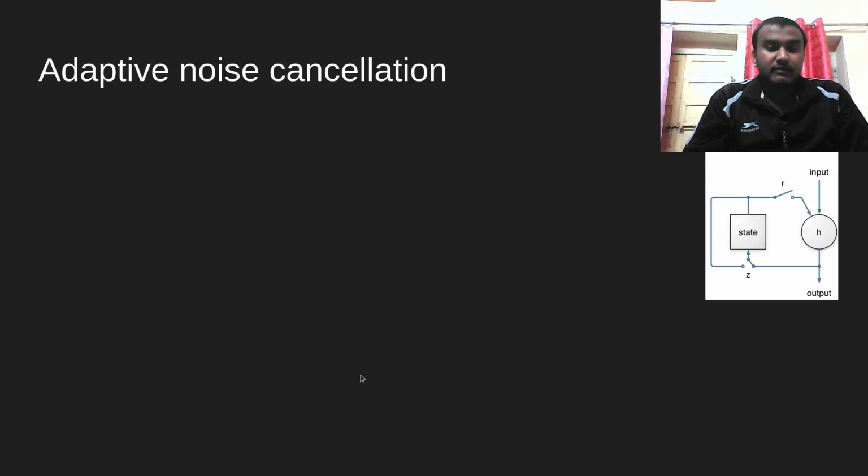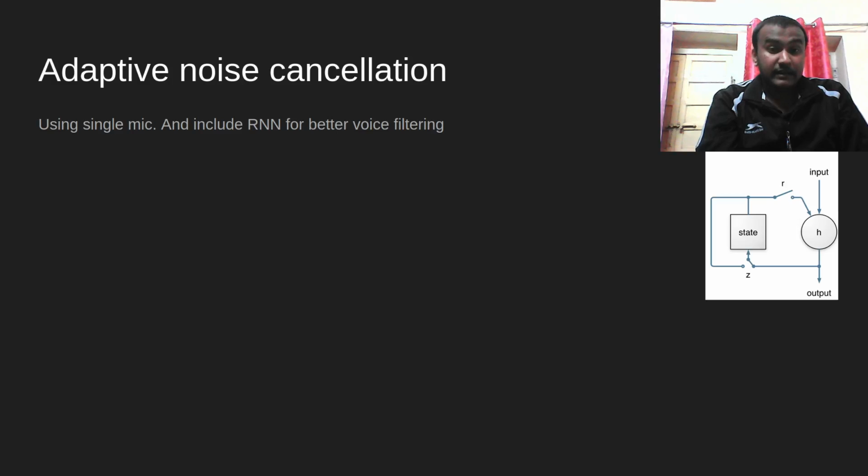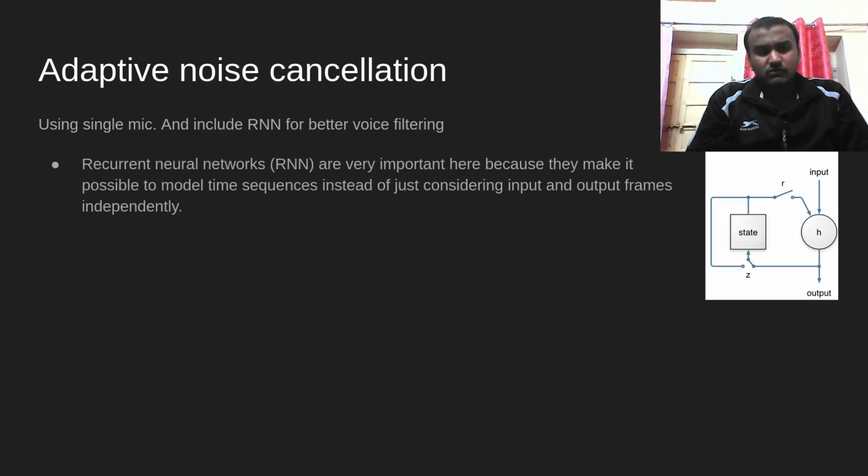The second type of adaptive noise cancellation is a single mic, which includes RNN for better voice filtering. So what is RNN? RNNs are very important here because they make it possible to model time sequences instead of just considering input and output frames independently, like a CNN does. So we take RNN here. RNN can be used in real-time processing.